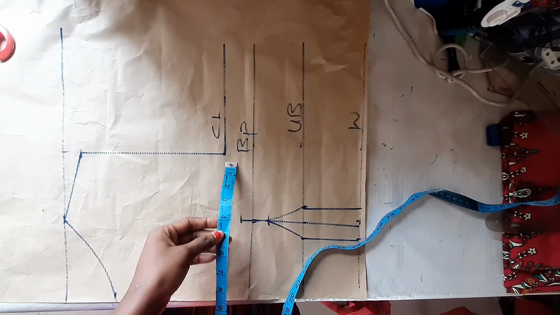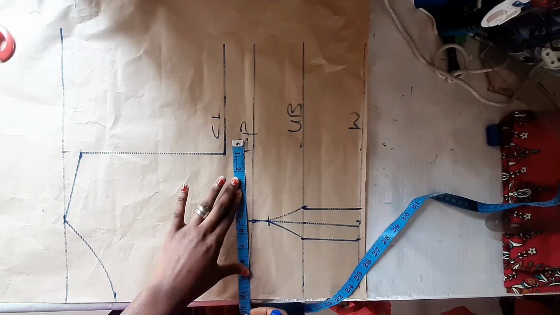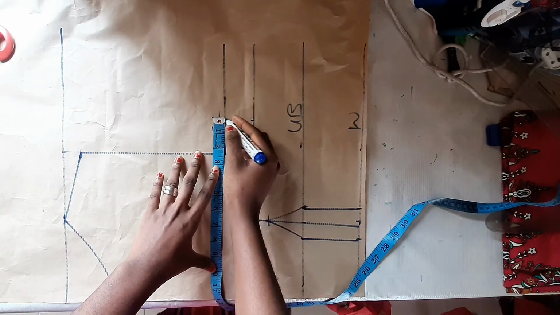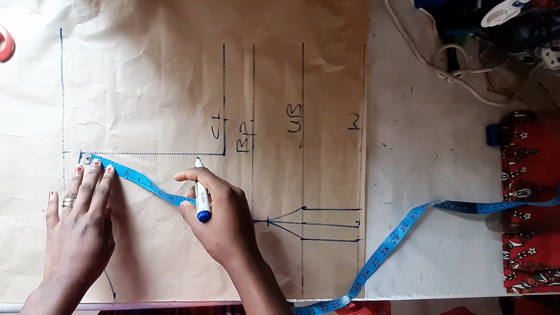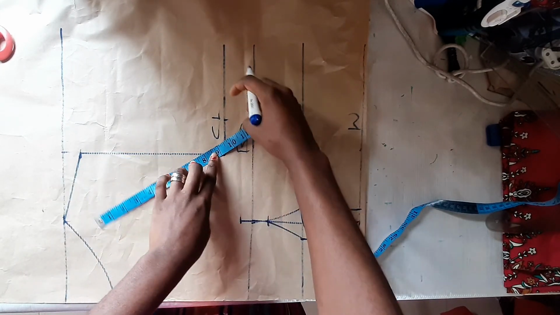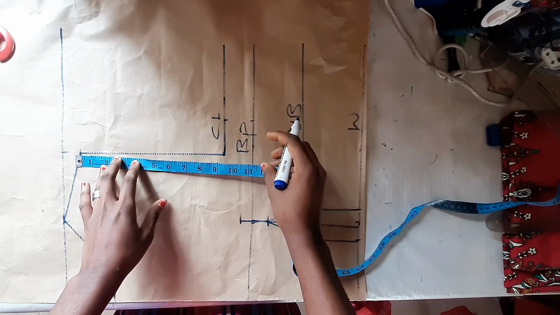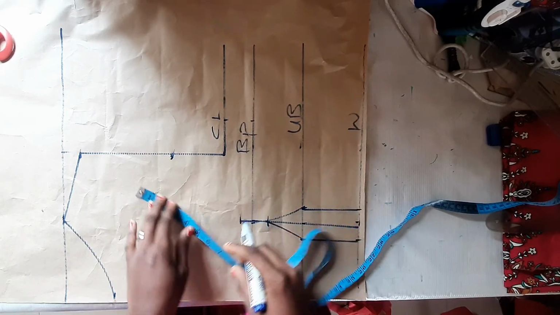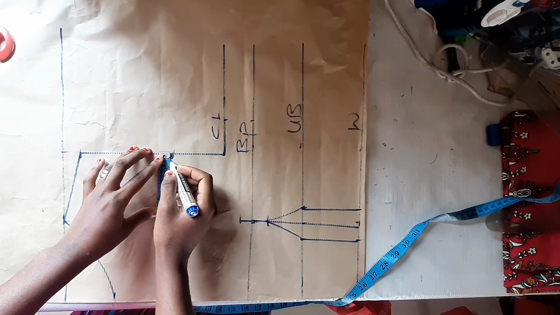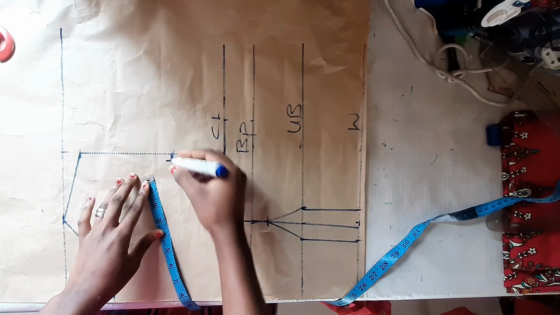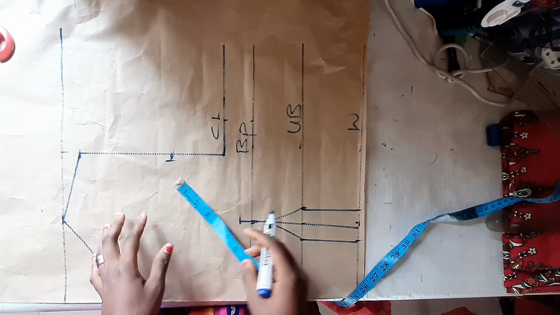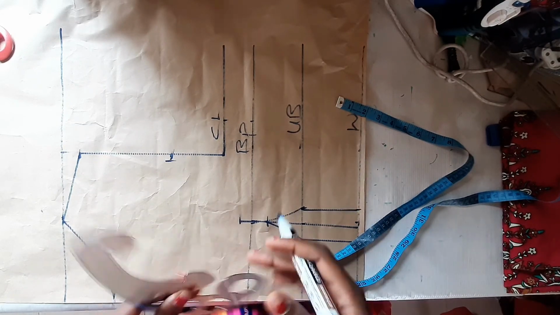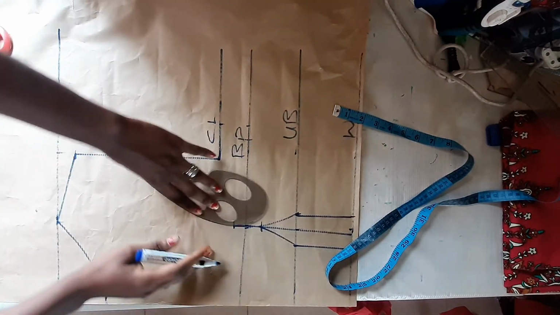Now you're going to get your bust measurement divided by 4. What I have here is 10 inches. And you're going to find the middle point and mark it. If you don't do something like this, you're going to have shortage on your armhole. And you're going to come in by half inch and connect.